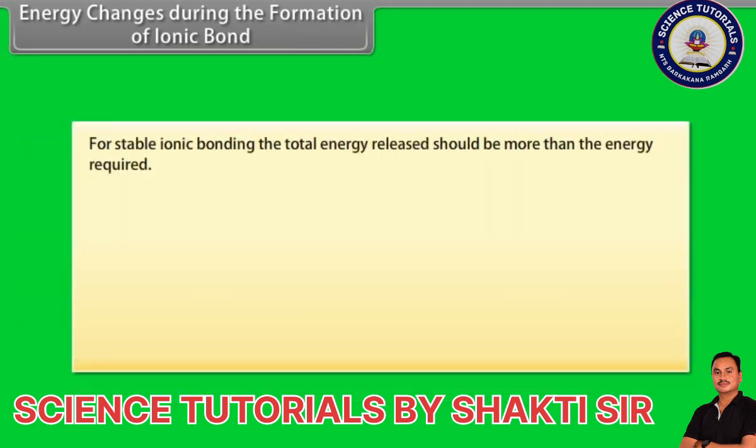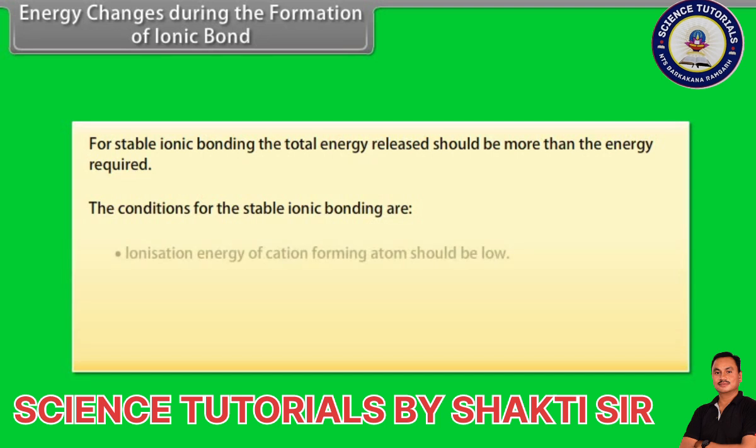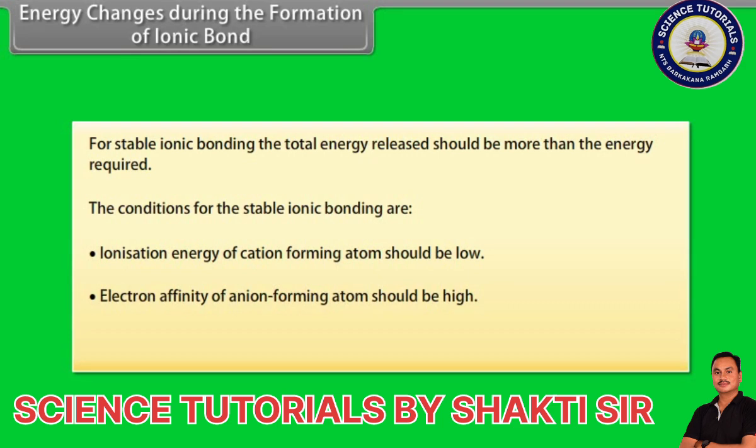Now, for stable ionic bonding, the total energy released should be more than the energy required. The conditions for stable ionic bonding are: the ionization energy of the cation forming atom should be low, the electron affinity of the anion forming atom should be high, and the lattice energy should be high.